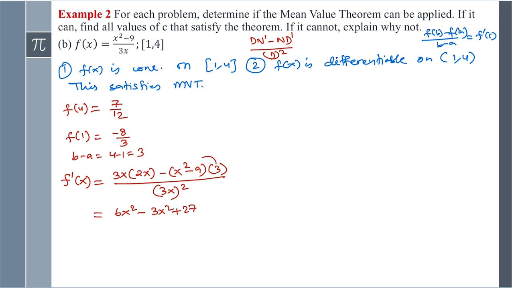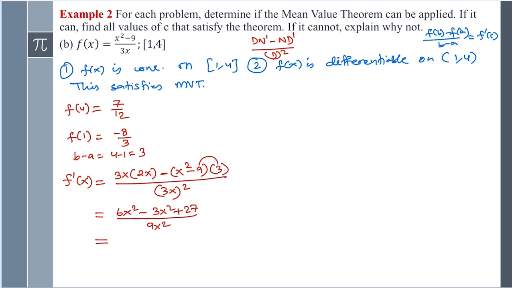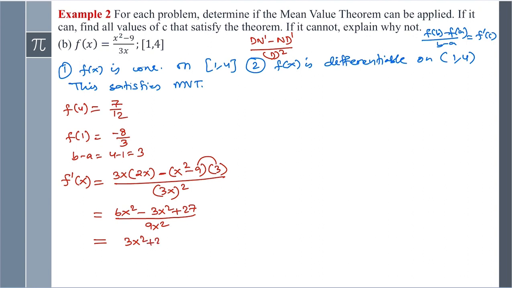So be careful here when you distribute that. You get negative 27, and there is a negative sign here, which makes it positive 27. And then you get 9x squared in the denominator. So you can simplify this: 6x squared minus 3x squared is 3x squared plus 27 over 9x squared. Again, you can factor out a 3 and cancel it with the 9, which leaves 3. So we have x squared plus 9 over 3x squared as our derivative.